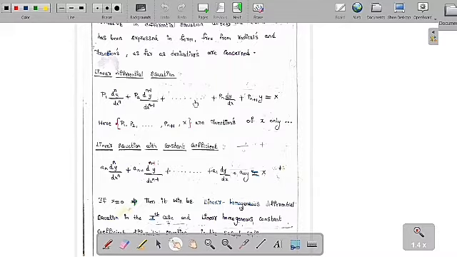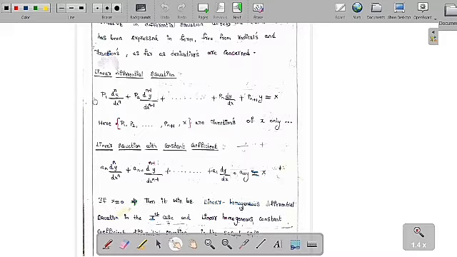This is for the nth order differential equation, and we are going to call this a linear differential equation, because here P1, P2 up to Pn plus 1, which means all these coefficients, and also this capital X, are functions of x only. Then only are we going to call this a linear differential equation.